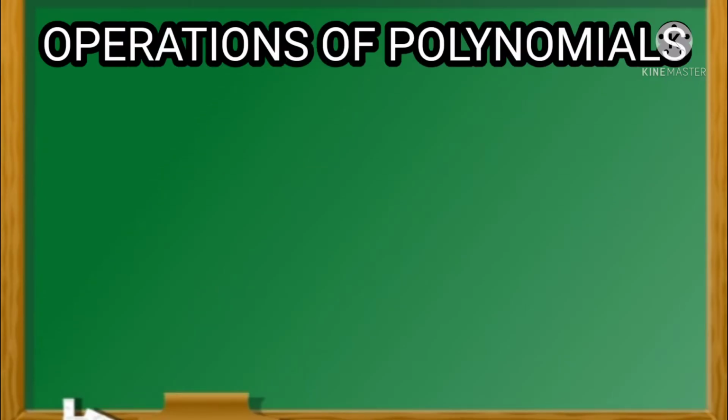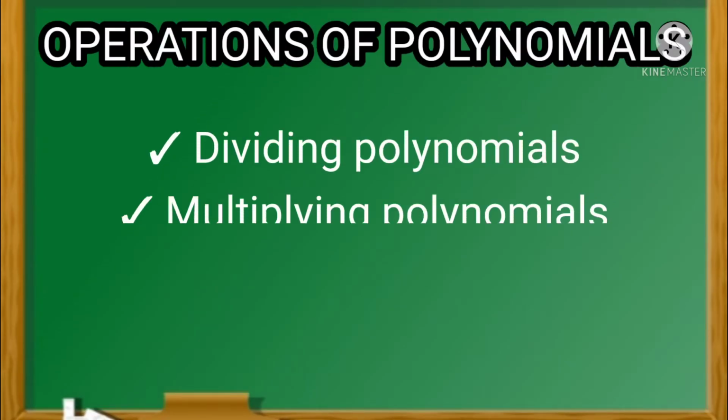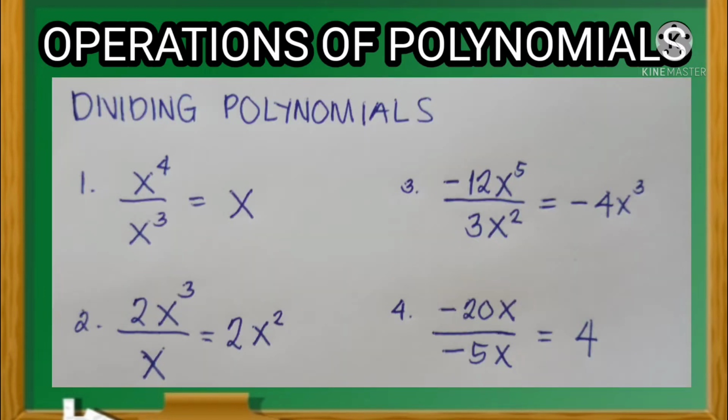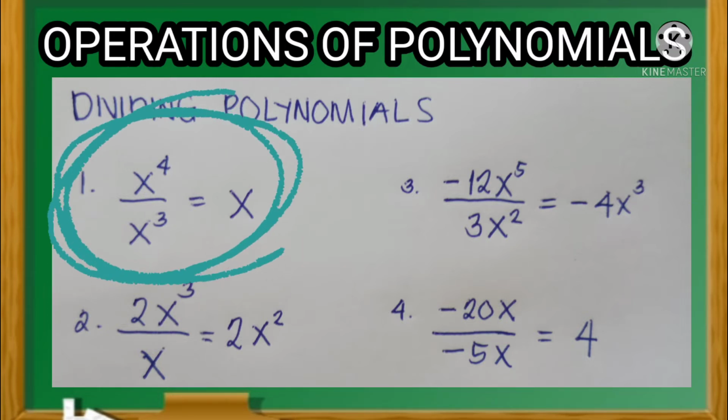Before we have examples for this topic, let's have first a short review on the operations of polynomials. In dividing polynomials, we divide the numbers and copy the common variable, but we will subtract the exponents. Examples: number 1, x to the 4th power over x cubed. Copy x, then subtract the exponents. 4 minus 3, that is 1. We don't need to write 1 anymore because it is understood that there is 1 on top of the x.